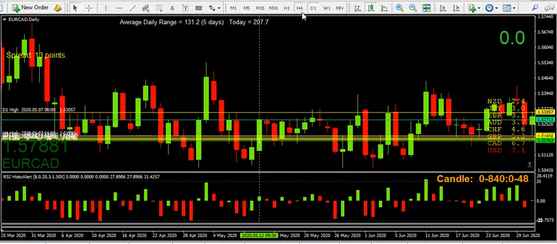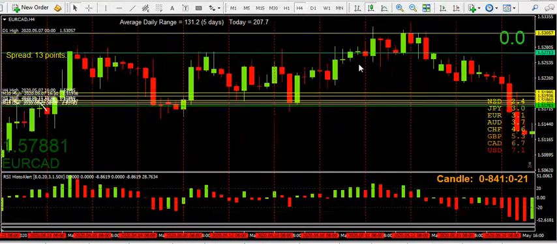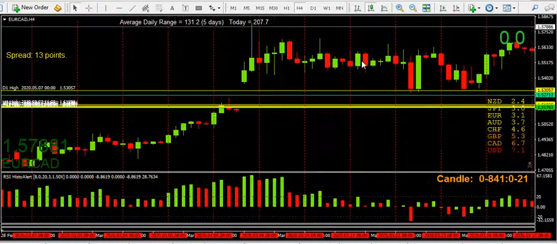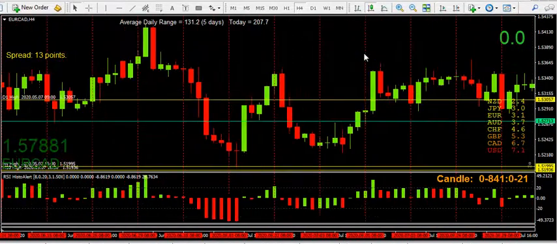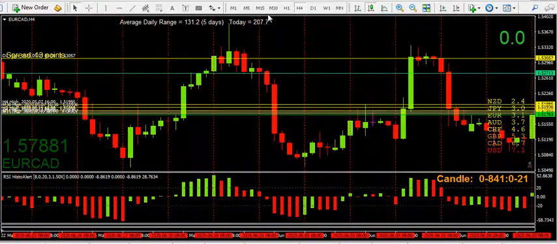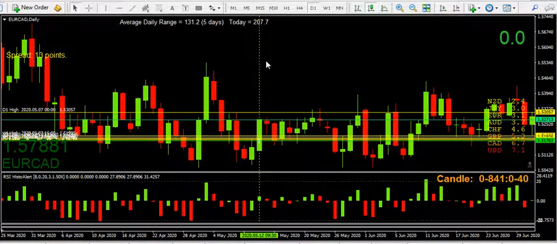Then you drop to the H4 charts, and I seem to have lost my position. Where's that gone? Yeah, I need to highlight that with a little white dot so we can find it again.